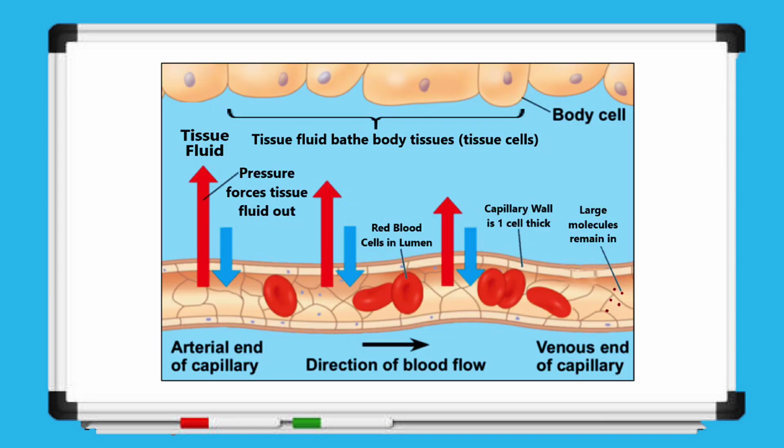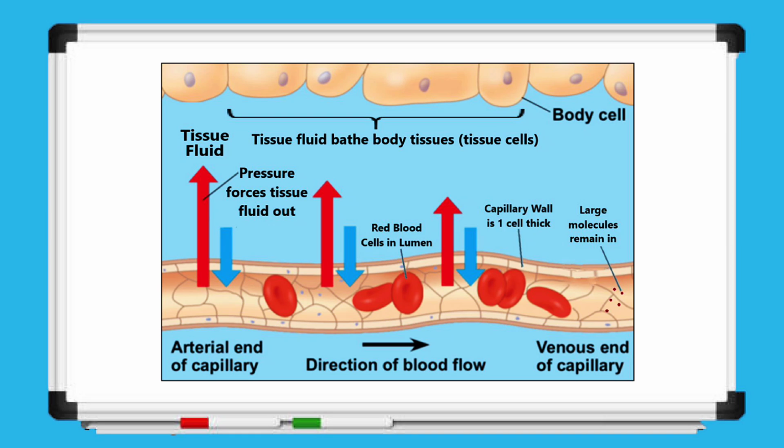As shown in the diagram here, tissue fluid is formed at the arterial end of the capillary and most of it is reabsorbed at the venous end. High pressure at the arterial end forces plasma out of the capillary, creating tissue fluid that bathes the body cells. The capillary wall is only 1 cell thick, which makes it easy for oxygen, nutrients, and waste products to move between the blood and the tissue fluid.